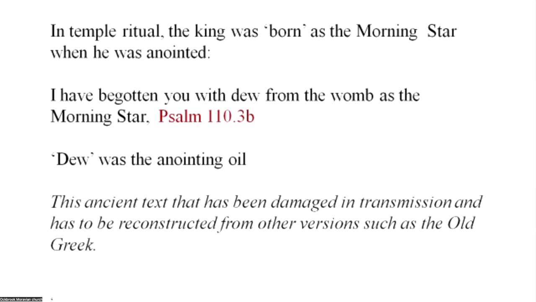enjoy, with Isaiah 53, the servant song, the distinction of being the most quoted blocks of text in the New Testament. So they were clearly very important. And at the heart of Psalm 110 is a description of how the Melchizedek figure is born. I have begotten you with dew, that was a common name for the anointing oil, from the womb as the morning star. The womb was a name for the Holy of Holies and also for the Lady of the Temple.